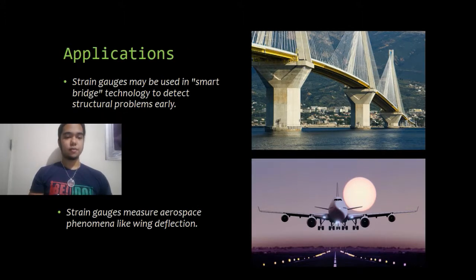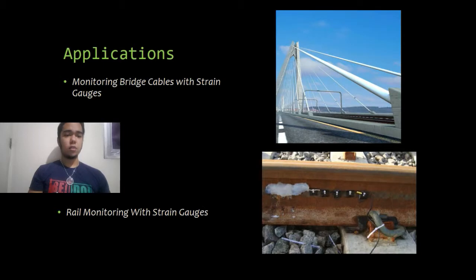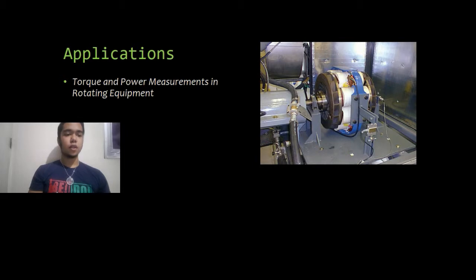Applications. Strain gauges may be used in smart bridge technology to detect structural problems early. Strain gauges measure aerospace phenomena like wing deflection. Monitoring bridge cables with strain gauges. Rail monitoring with strain gauges. Torque and power measurements in rotating equipment.